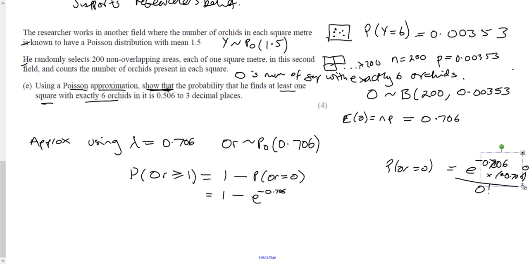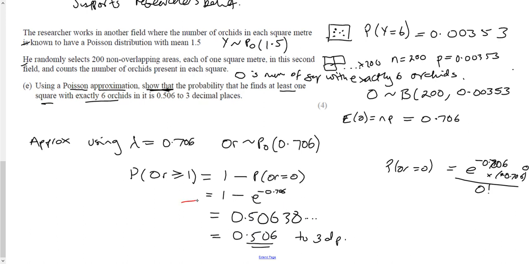Now 0 factorial is 1, and 0.706 to the power of 0 is 1, so we're just left with the e to the minus 0.706 bit. And then you can say that's 0.50638 and some more numbers, which is 0.506 to 3 decimal places. And the important thing here is you're going to have to show this step, as this is a show that question, not just put it in your calculator.